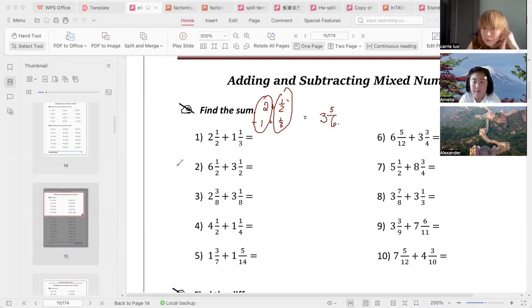Get it, Amelia? Okay, so let's do this. It's very important, very easy. Questions 2, 3, and 4: I want the two of you to calculate the three questions yourselves. Okay, so three questions.